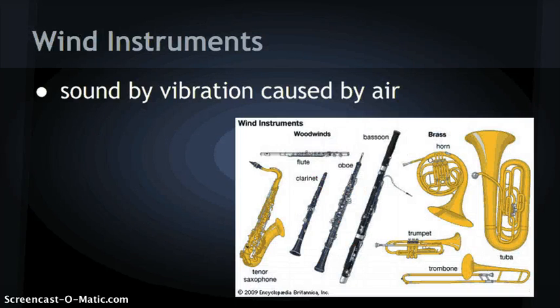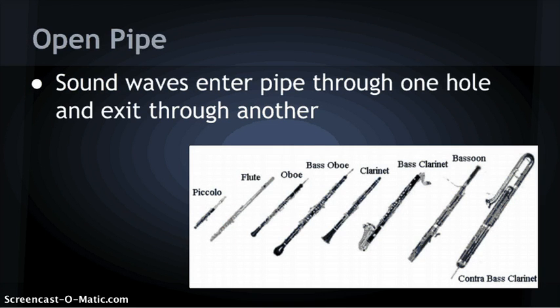The second type we're looking at in this lesson is wind instruments. Sound in wind instruments comes from vibration caused by air. There are two types of wind instruments. The first is open pipe. In open pipe instruments, sound waves enter the pipe through one hole and exit through another. Most wind instruments are open pipe. Specific examples include flute, trumpet, saxophone, and tuba.